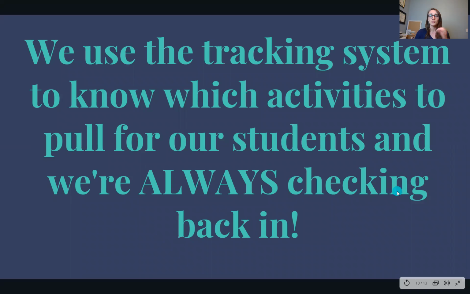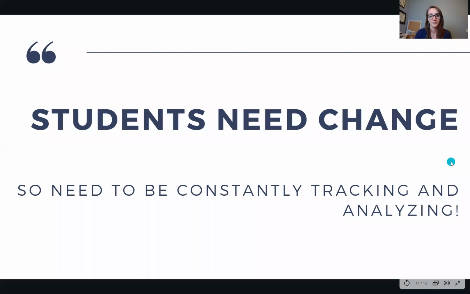So here's the thing. We use the tracking system to know specifically which activities I am pulling for my students. And again, we're always checking back in, because just because students were good at it at one point does not mean that that ability doesn't kind of dip and rise. And again, that has nothing to do with us. It has nothing to do with our intervention. It's just normal student development. And so we just need to be watching it over time. Student needs change, okay? So we need to be constantly tracking and analyzing.